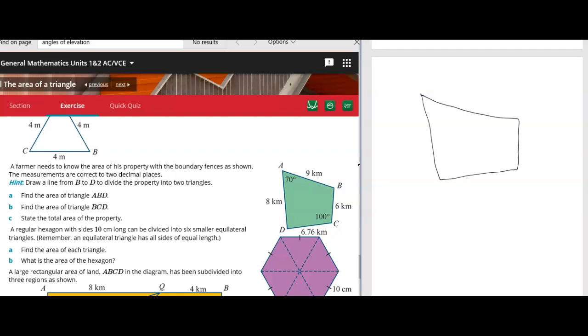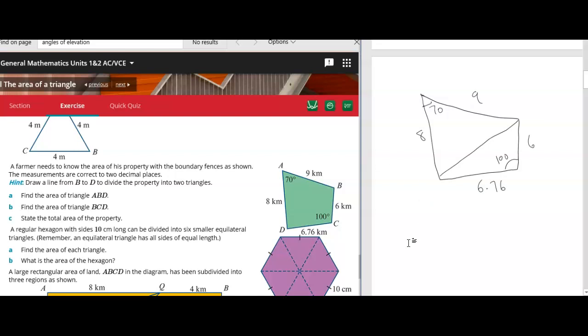Okay, so we're drawing a line from B to D. That's going to go in there. Let's just put our values in. So we've got 8, there's 70, that's 9, that's 6, that's 6.76, and this is 100.